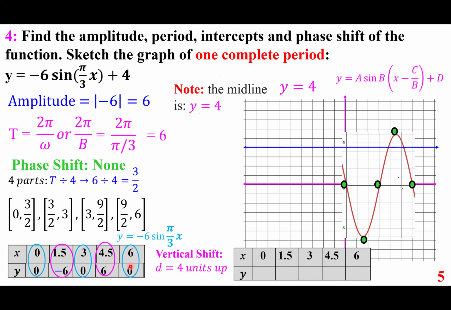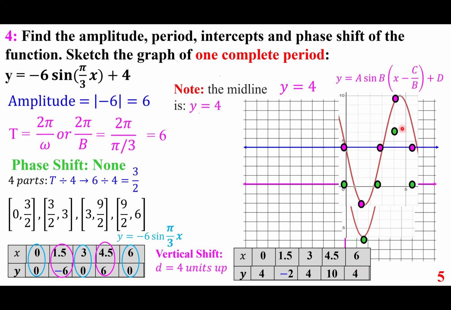So 0 plus 4. So I put 4 here. Minus 6 plus 4. I put negative 2. 0 plus 4. I put 4 here. 6 and 4. I put 10 here. 0 and 4. I put 4 here. That would be probably the fastest way to get those pairs. That's the answer, and you can go indefinitely on the left and right. However, there is one complete period, and that's good enough.